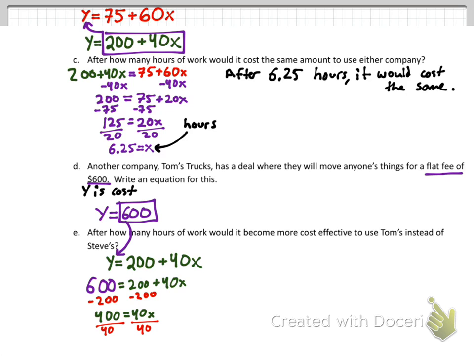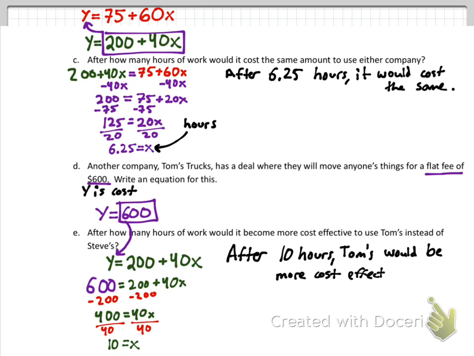Then divide by 40, and we get x equals 10. So, in a complete sentence, after 10 hours, Tom's company would be more cost effective because Steve's would be more than $600.